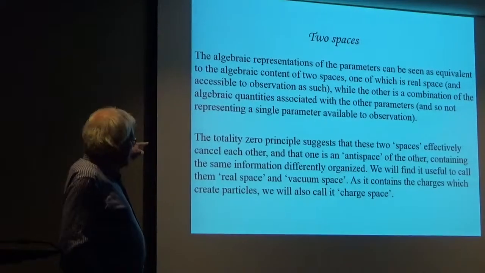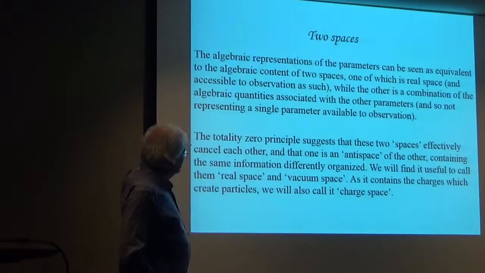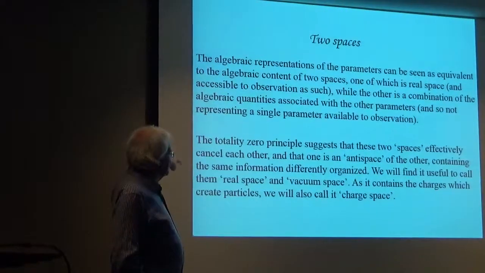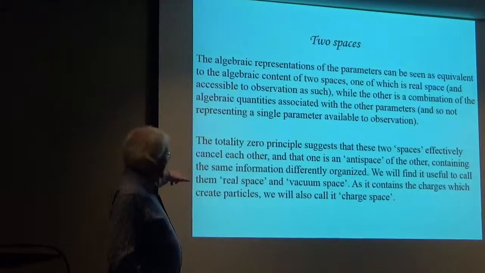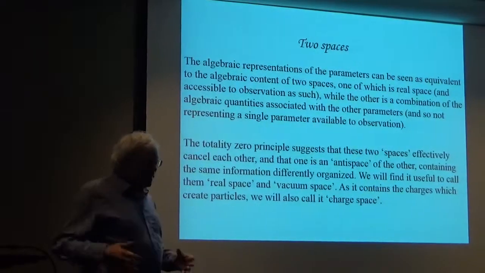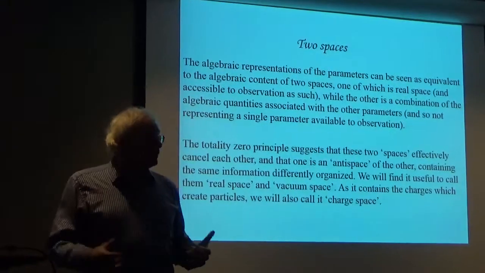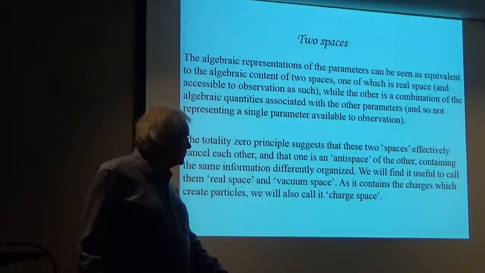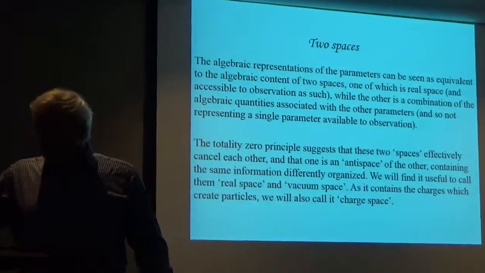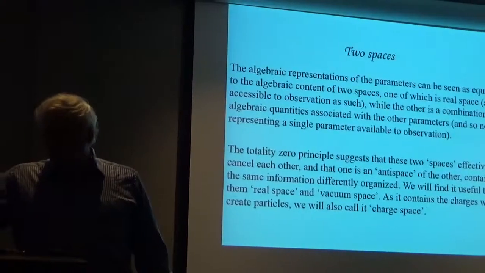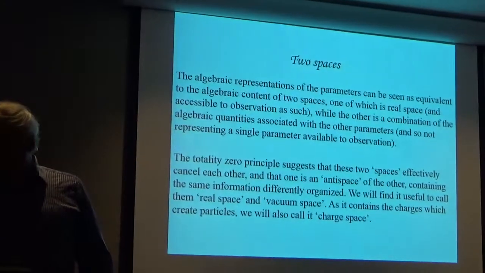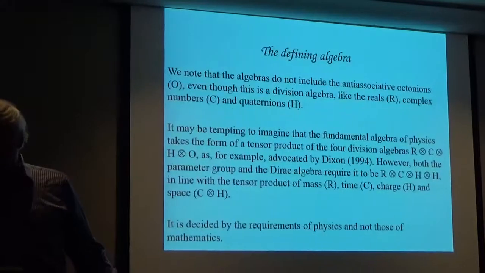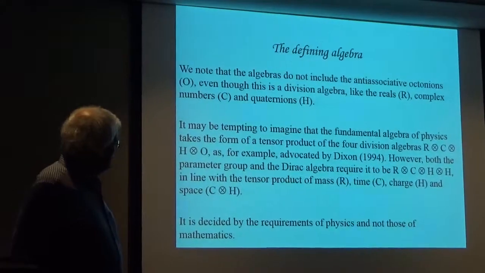And I'm saying the totality 0 principle suggests that 2 spaces effectively cancel each other out, and one is an anti-space to the other. The same information is in each, but differently organised. I call them real space and vacuum space. Also sometimes called the charge space, because the charges are in the vacuum space. And that will be relevant to what we do.